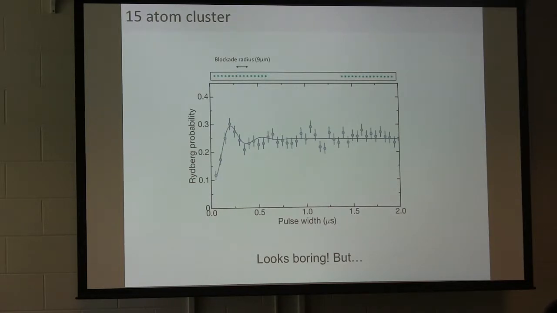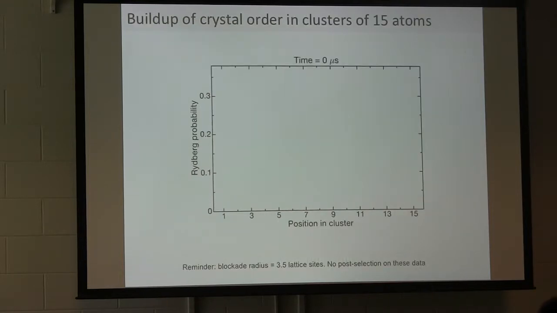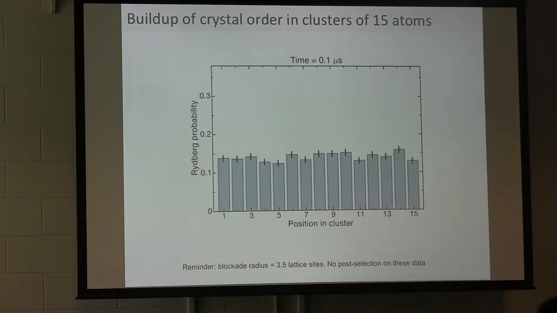This is because now we are averaging over all atomic positions over one cluster. A different way to look at the data is to look at the probability of going to Rydberg as a function of the position of the atom within the cluster. And this is now a kind of time movie where you look at this.